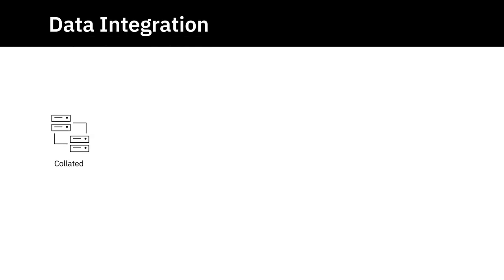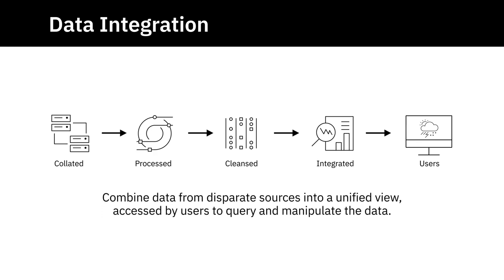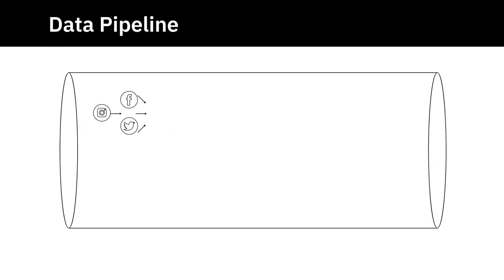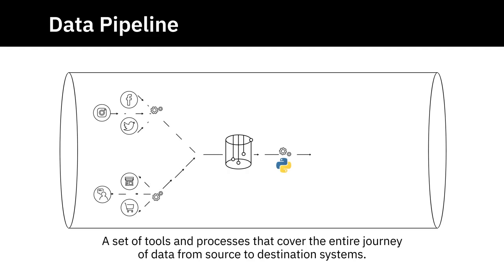Once data from disparate sources has been collated, it needs to be processed, cleansed, and integrated so that it can be accessed via a single interface by users. Data integration tools combine data from disparate sources into a unified view, accessed by users to query and manipulate the data. This brings us to data pipelines, a set of tools and processes that cover the entire journey of data from source to destination systems. Data is integrated within a pipeline using processes such as the extract, transform, and load process, or the extract, load, and transform process.